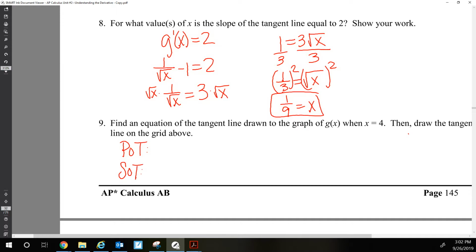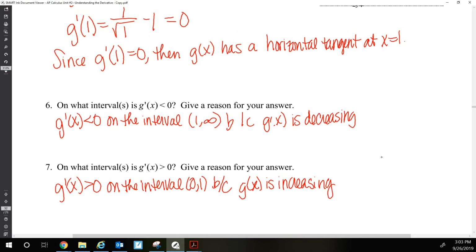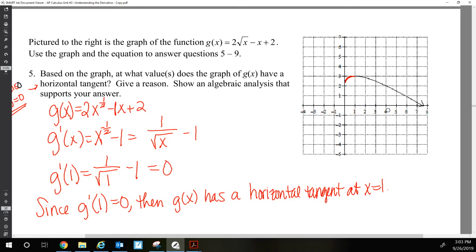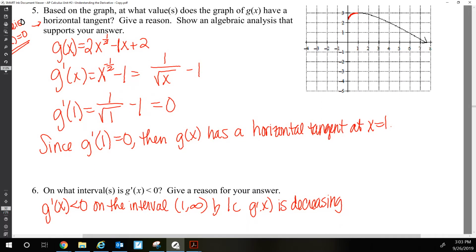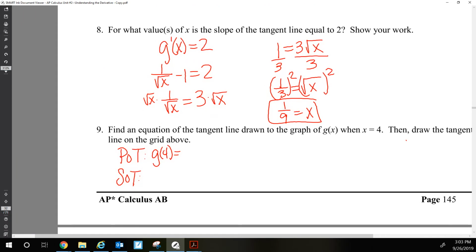The point on the tangent line, we could find g of 4. And if they asked us to, I guess in class I said you could look at the graph, and I think you still could, but if you actually had to prove it, you're trying to find g of 4. Well, g of 4 is equal to 2, or if I plug in 4 here, we should see that it's equal to 2. So the point on the tangent line is 4, 2.